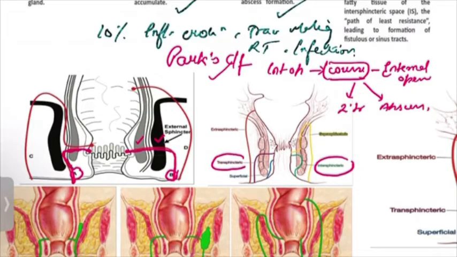The third type is actually the suprasphincteric fistula, okay. See the course, it starts from the anal mucosa, traverses through the internal anal sphincter into the intersphincteric space, then it goes above the level of the levator plate, and then finally it descends into the ischioanal space to the perineum, okay. So this is suprasphincteric fistula.